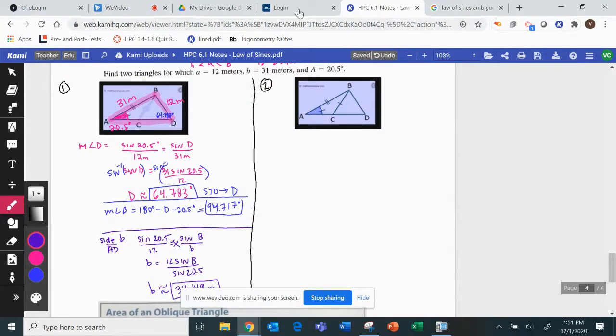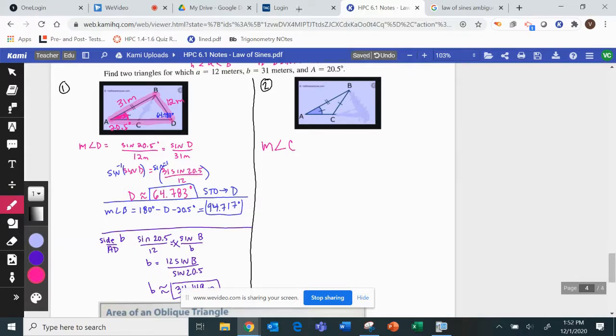So in this other one, we don't have D. However, we do need D to find C. We do need angle D to find C. Let's go through the steps. The first thing that we need to do is find the measurement of angle C. That's the first thing we're going to do.